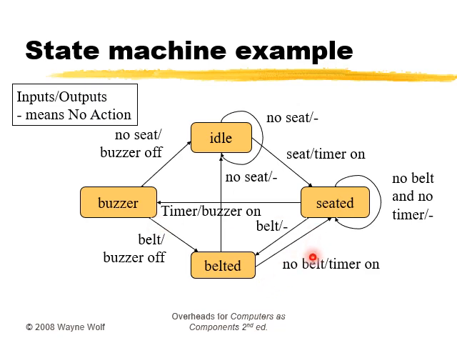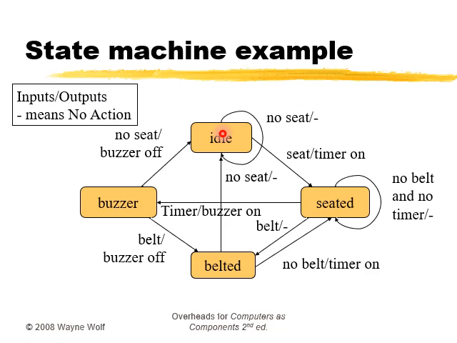So if, before the buzzer turns off, we fasten the seat belt, we will move to this state, belted. If the buzzer goes off and we haven't fastened the seat belt, it will go to buzzer. If the seat belt goes on first, it enters the belted state. When the person leaves the seat, the system goes back to idle. So it can go from buzzer to idle, and it can go from belted to idle.